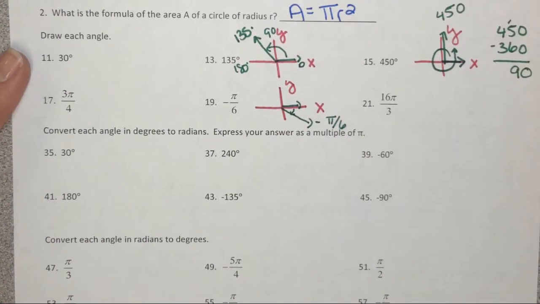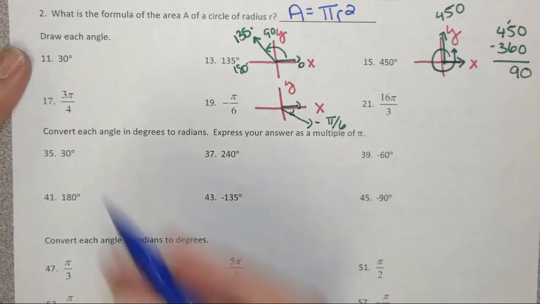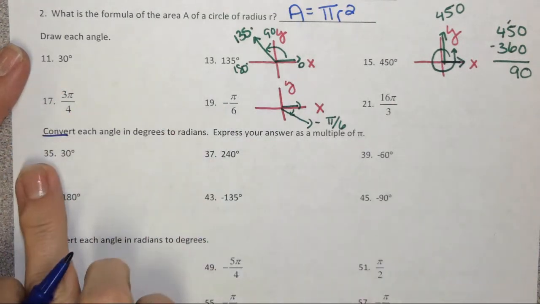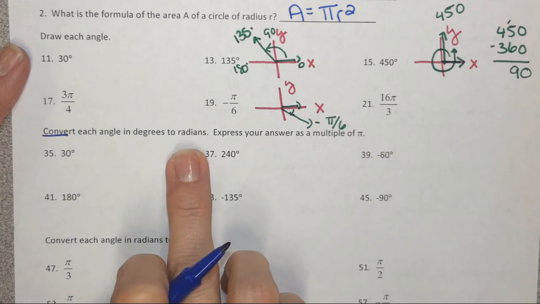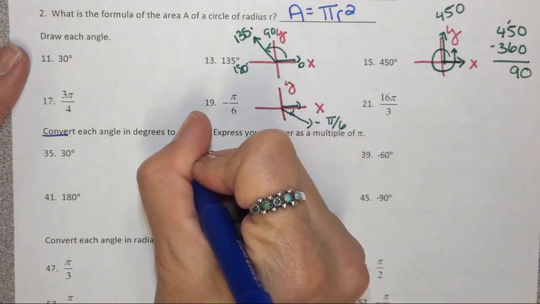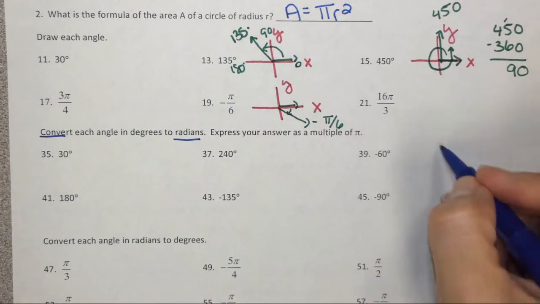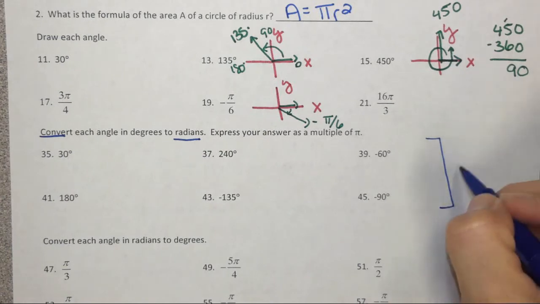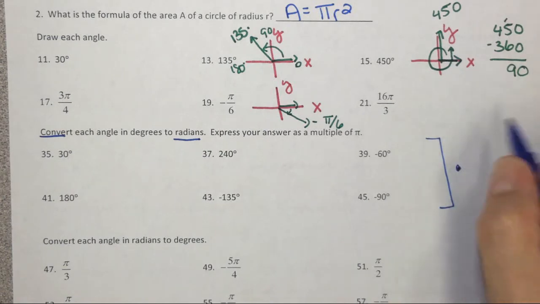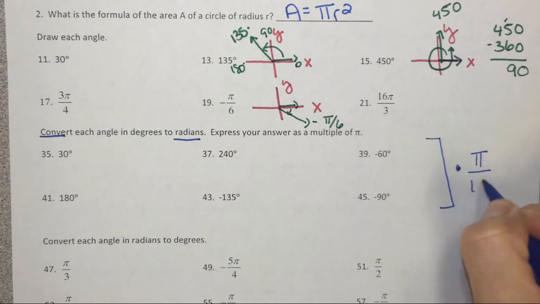On 35 through 45, they want me to convert. And they want me to convert from degrees to radians. Because they want me to convert to radians, each one of these is going to get multiplied by pi over 180. So I'll do a couple of these with you.